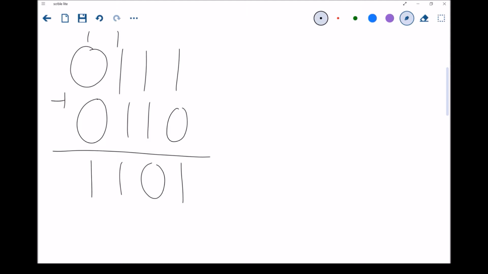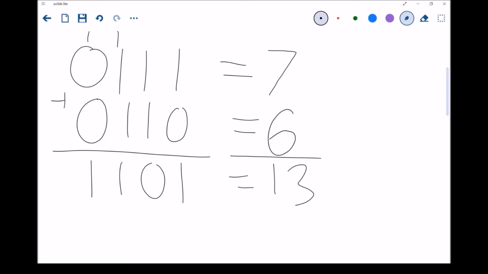So then in the farthest column to the left, of course, we have a 1 and 2 zeros, which of course is a 1. So to make sure and verify that we do have this correct, if we just do the math on this quick, of course this is a 7. 0, 1, 1, 1 equals 7. And 0, 1, 1, 0 is 6. And 1, 1, 0, 1 is 13. Now, of course, if we take 7 plus 6, we get 13, so we know that these are correct.